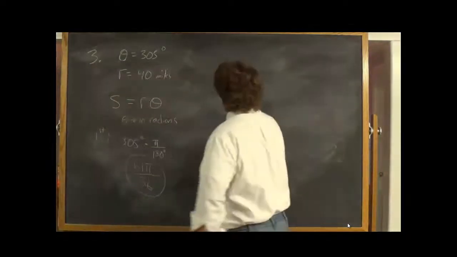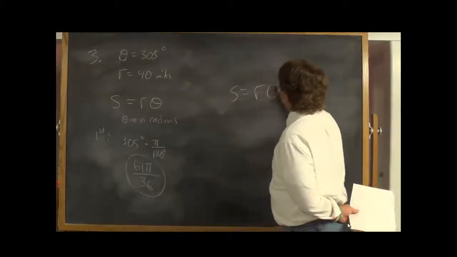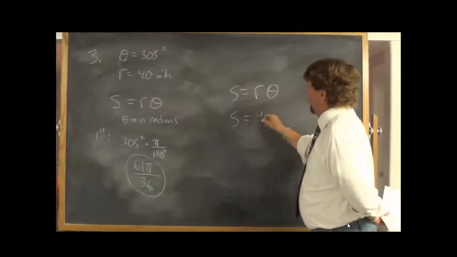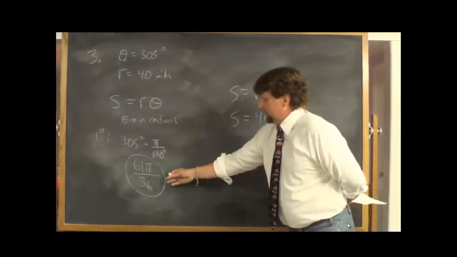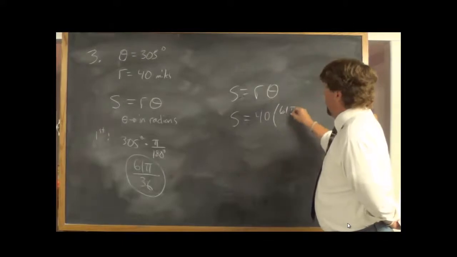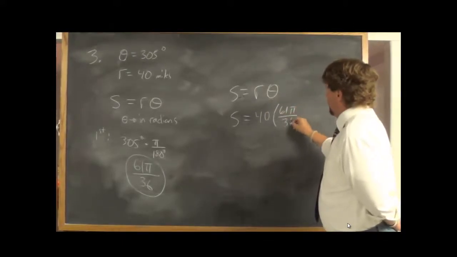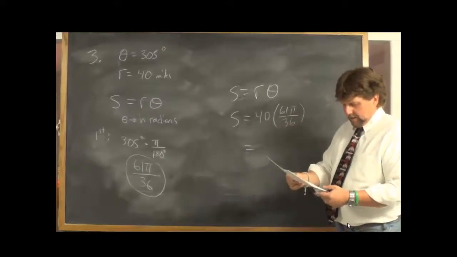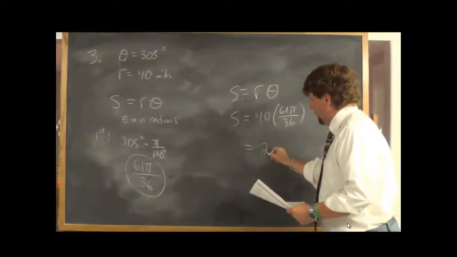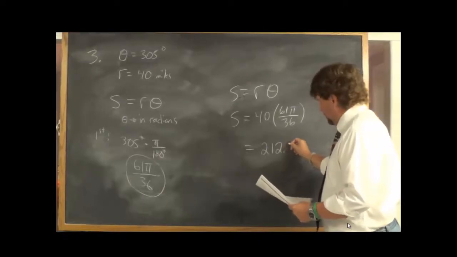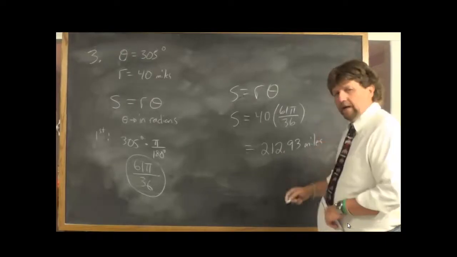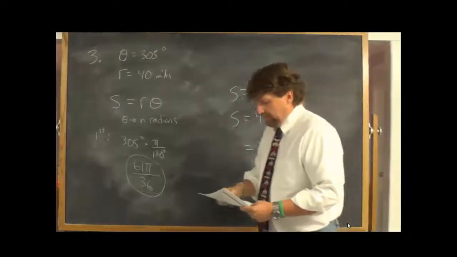So now when we find the arc length, we get the arc length to be, well, the radius is 40, and this is our angle, 61 pi over 36. And we use our calculator, multiply these together, and round it to 2 decimal places. We should get an answer of 212.93 miles. Folks, that's number 3.